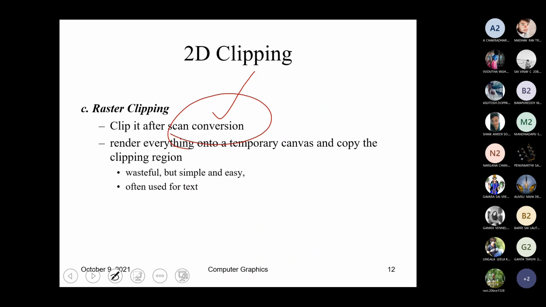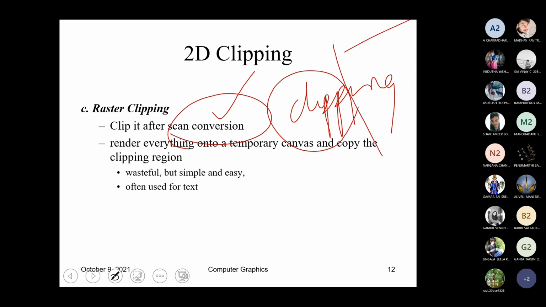Through this you will be able to use it for text editing. I am writing some text here, and I want to clip only till here. So I can easily clip the remaining portion. It is wasteful, but simple and easy.